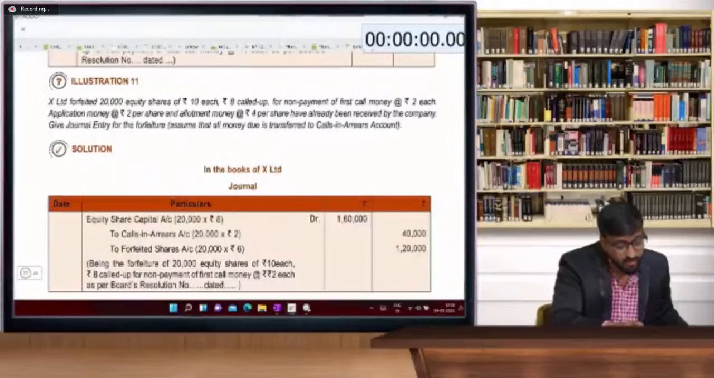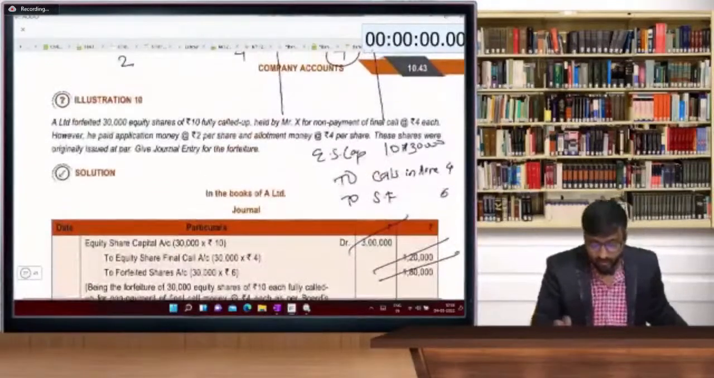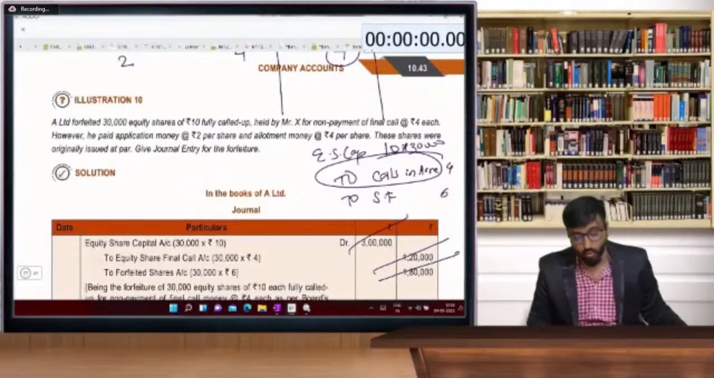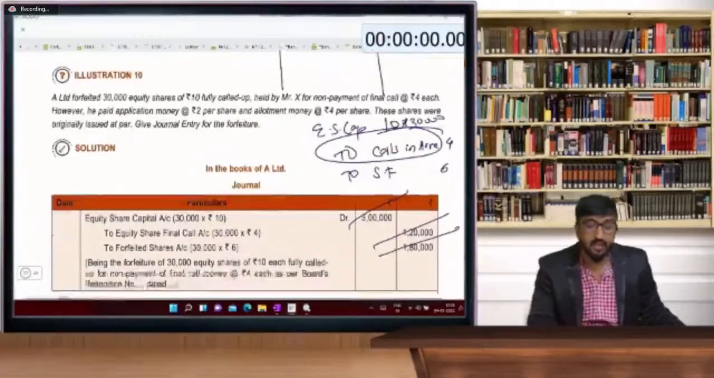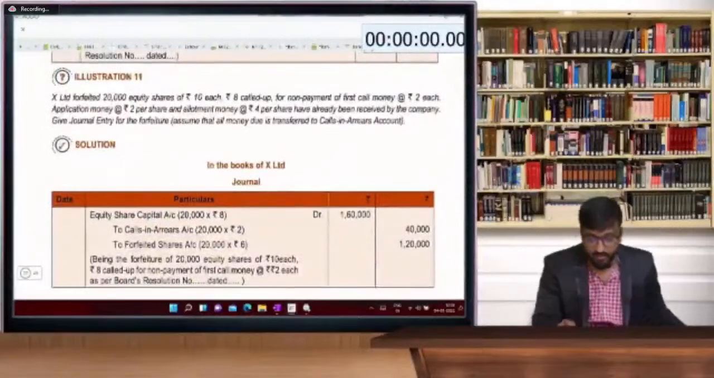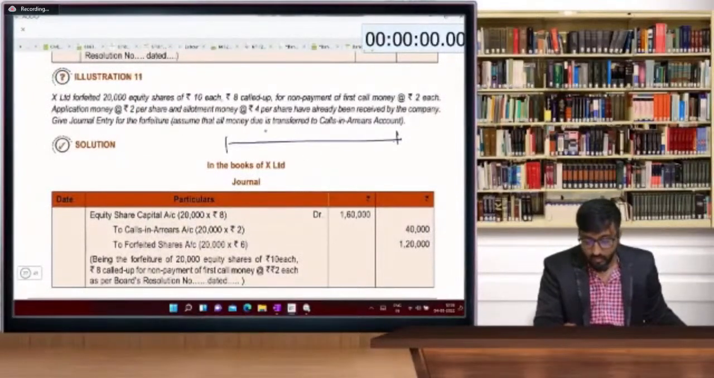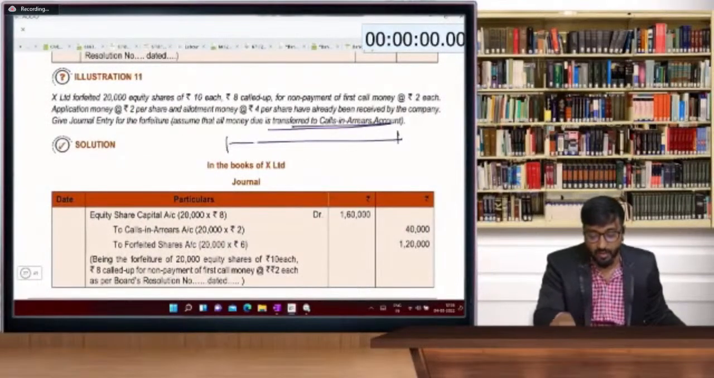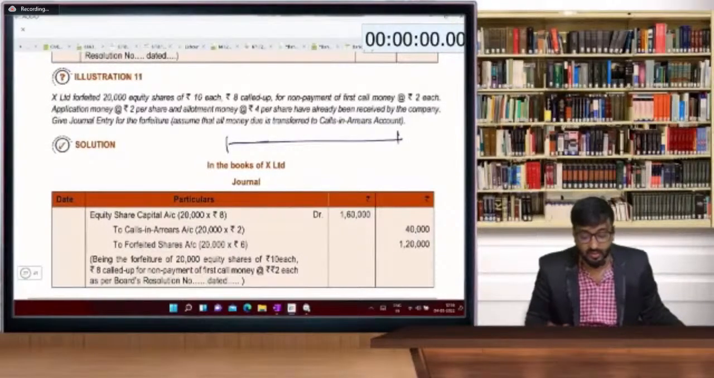You can write share first call also. Palak Gupta, yes, you are correct beta. Instead of call in arrears, you may write first call. Both options are correct. So Palak ji, very good beta, you have done great. Here the call in arrears account is open. Here it is given in the question separately. The call in arrears account is given.